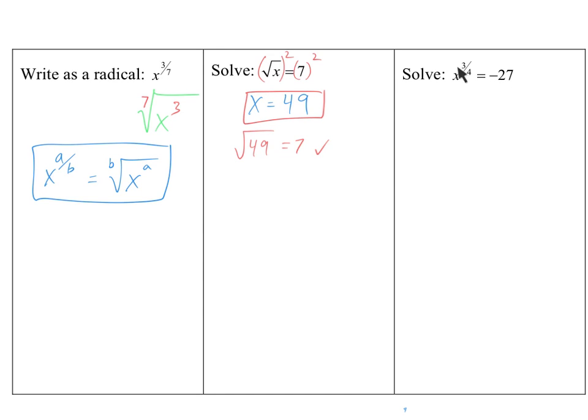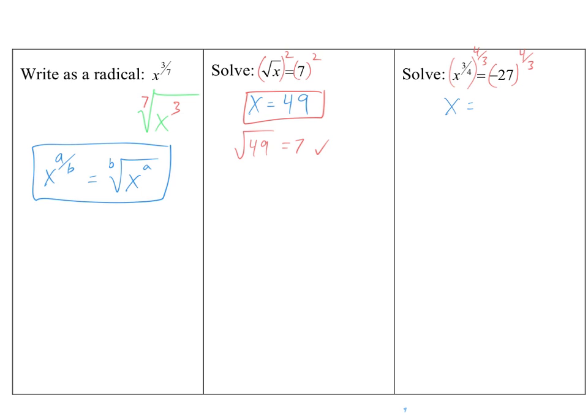Okay, so how do we get rid of that 3/4 power? Well, we are going to power by the reciprocal of that. The reciprocal of 3/4 is 4/3. Why did I want to power both sides by the reciprocal? Well, here's why. Because won't the reciprocal become 1? When you multiply these two, don't you get 1? Which is x to the first, which is x.